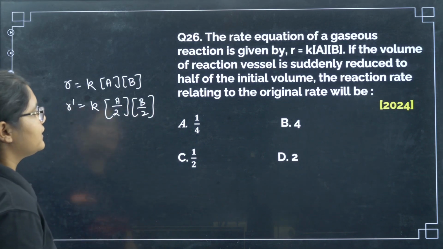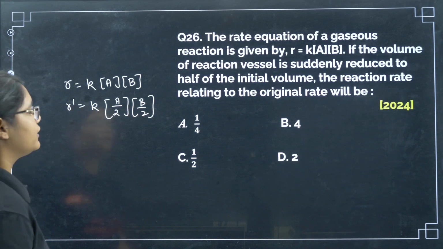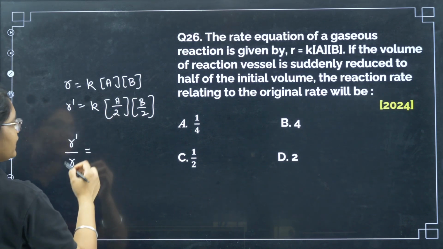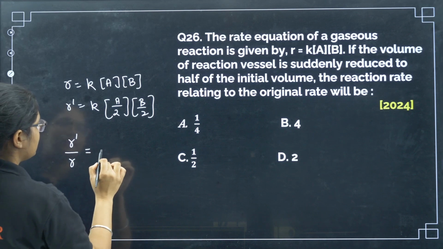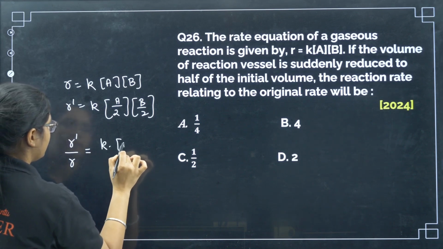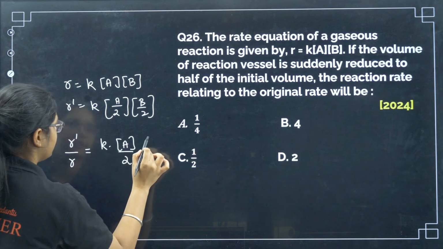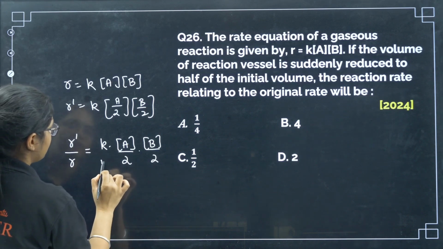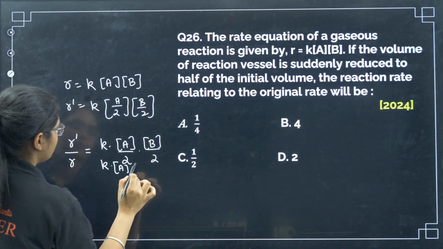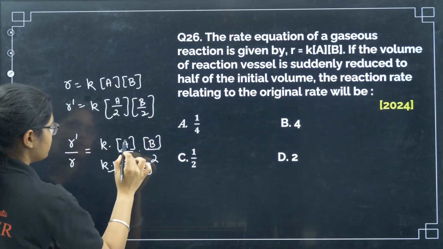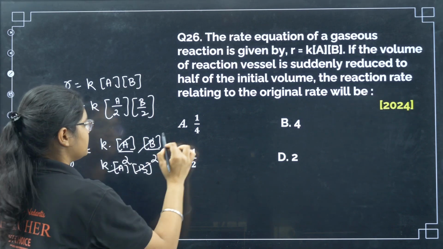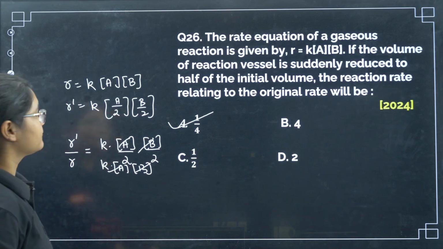Next, the reaction rate relative to the original rate means new rate by this rate. So I will get here K into A by 2 into B by 2, and here I will have K into A into B, right? So this all will get cancelled and I will get 1 by 4. So that will be option number A here.